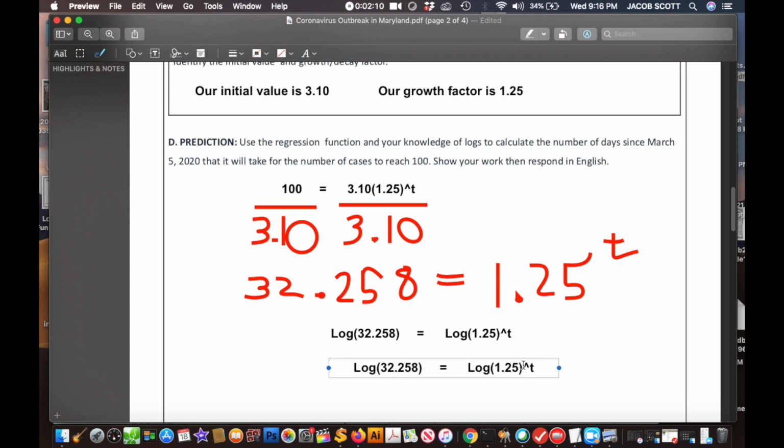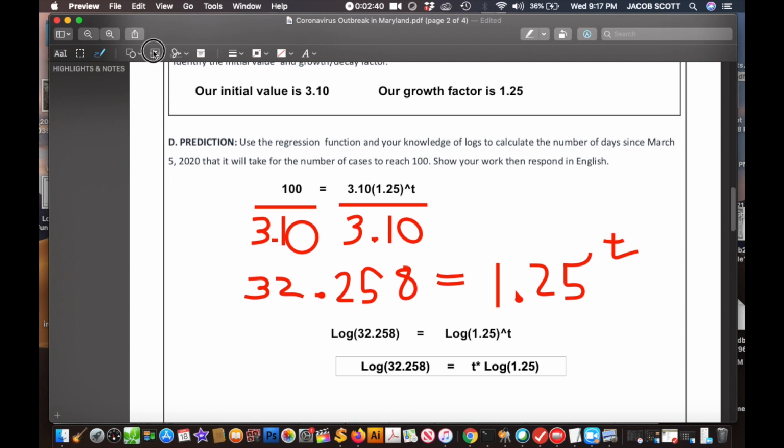There we go. So now my t is no longer back here, but it fell down in front. Okay. And this is t times the log of 1.25. So now what I want to do is get rid of this guy. So I need to divide both sides by log of 1.25.